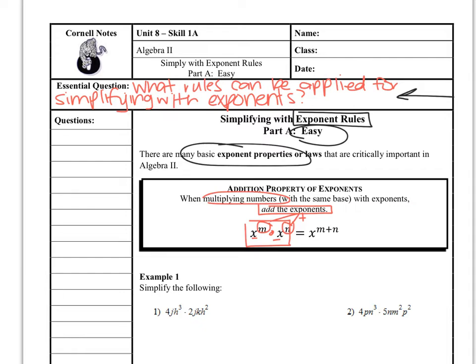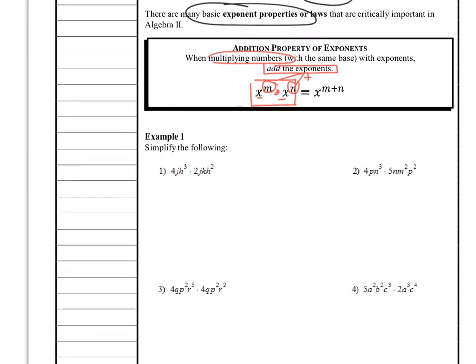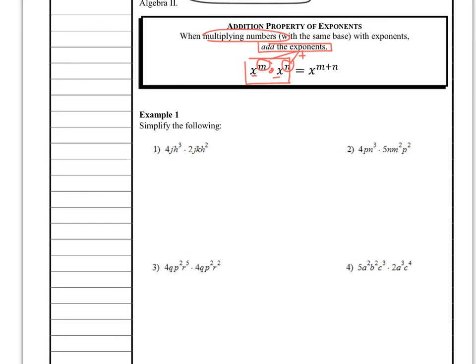So we're going to apply that to the next couple examples before we move on to our next rule. So when I look at this, I look for any coefficients first. So I see the 4 and 2, so 4 times 2 gives me 8. And then I try to write these other things in alphabetical order if possible. So I see a J, I see an H, I see a J, K, and H. So I'm going to focus on the H's for a second. So H to the third and H to the second.